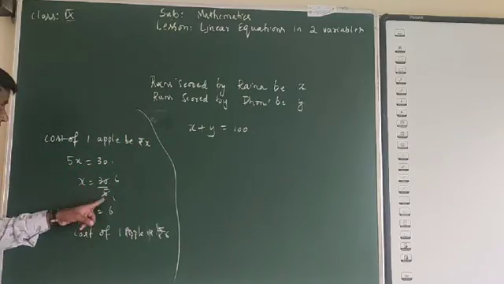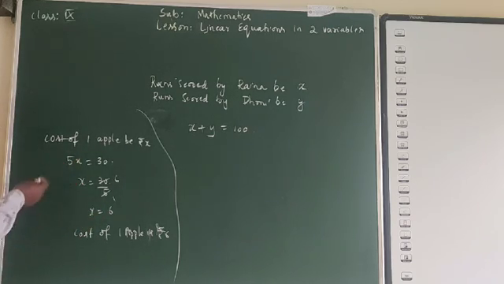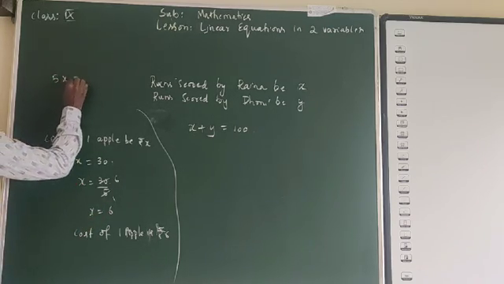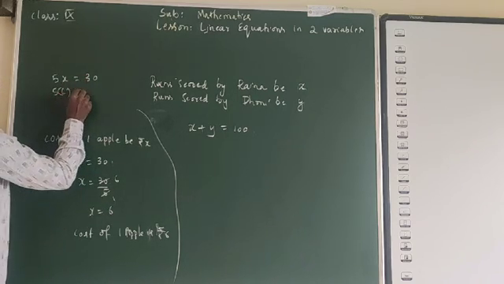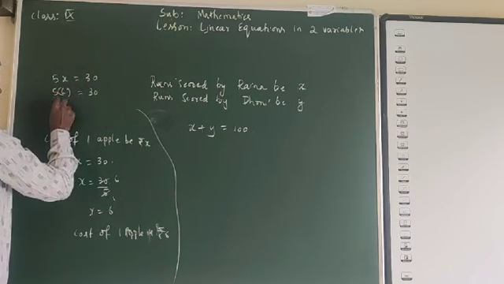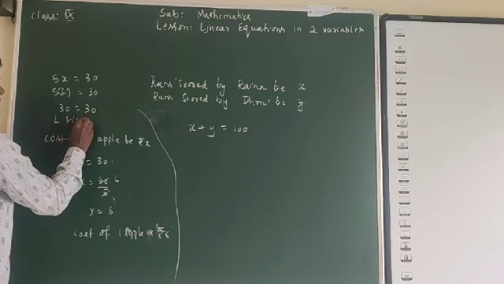If I place only 6 in the place of x in the equation, then only I will be getting 30. So 5x is equal to 30. So 5 into 6, 5 sixes are 30. Here we are getting LHS is equal to RHS.